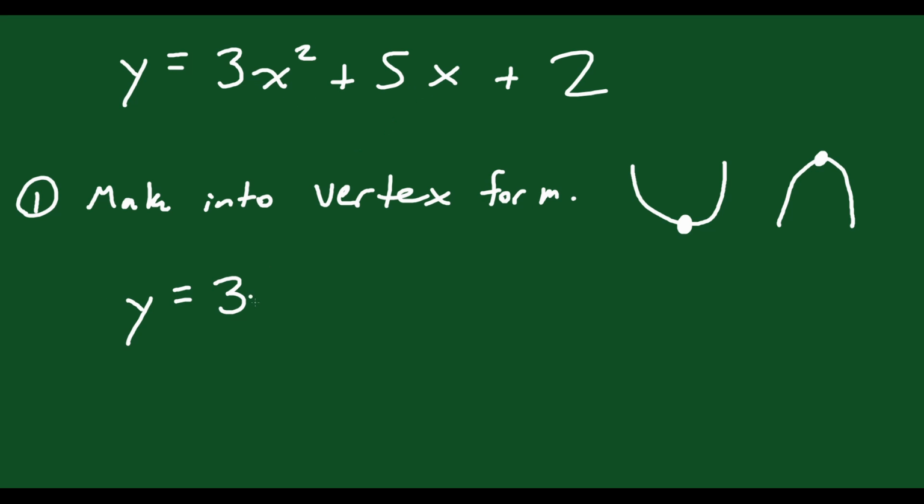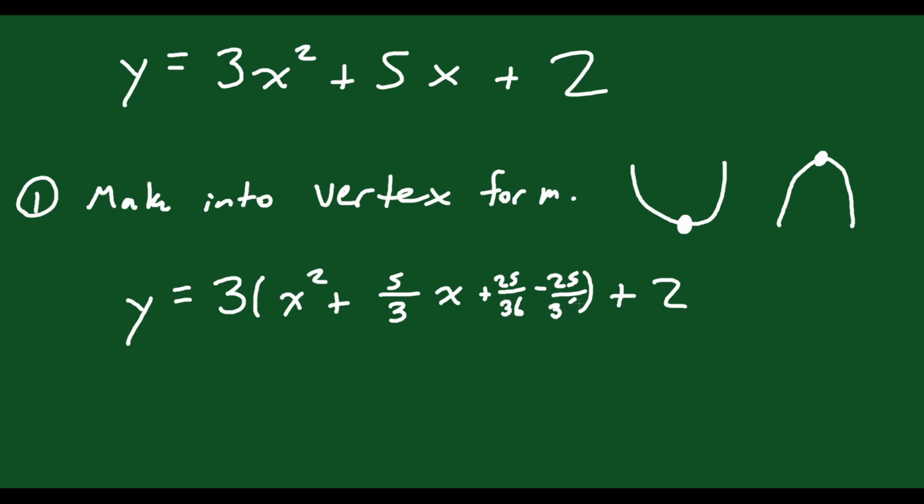So you factor a 3 out of the first two terms. You have x squared plus 5 over 3x plus 2. You're going to add and subtract that special number. It's this thing here divided by 2 squared. 5 over 3 divided by 2 is 5 over 6. Square it. You get 25 over 36. And then minus 25 over 36. If you need to review completing the square, I have another video with some examples you can check out.